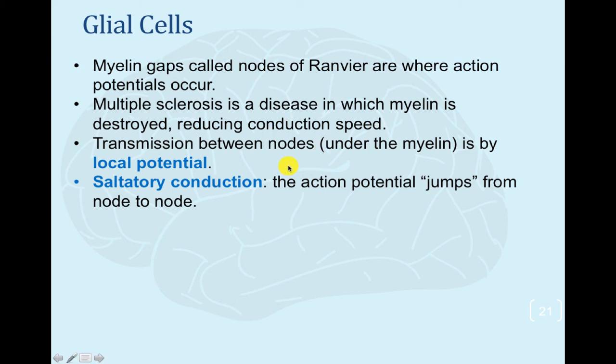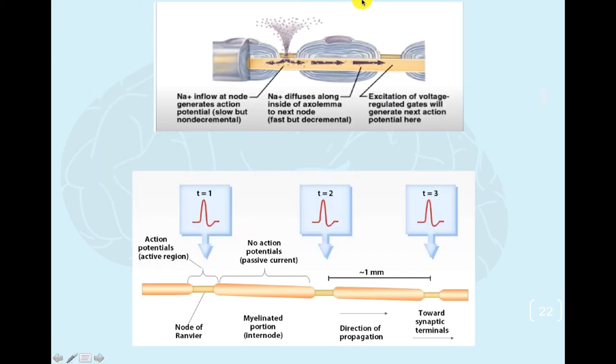Transmission between nodes under the myelin is by what's called local potential. And saltatory conduction is something we're going to really focus on. That's how the action potential jumps from node to node. So let's take a look here. This is the length of axon. In yellow here we can see the axon, and then here we can see the myelin that would normally be wrapped around it. Then there are these little gaps in the myelin. Those gaps are called nodes of Ranvier. We can see them labeled here at the bottom. The gap between one piece of myelin and another piece of myelin is a node of Ranvier.